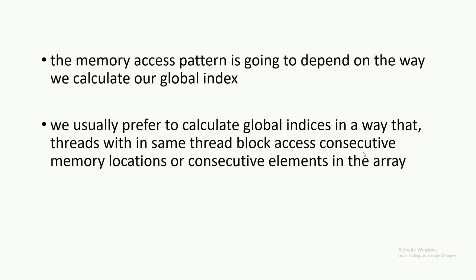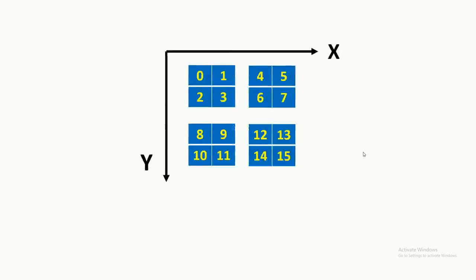So with this in mind, I have written the needed global indices for each thread slot in this diagram. Here you can see within the thread block, threads calculate consecutive global indices. And when we access memory using these global indices, threads within a thread block will access consecutive memory addresses. So let me show you how to calculate TID value and offset values considering this preference.